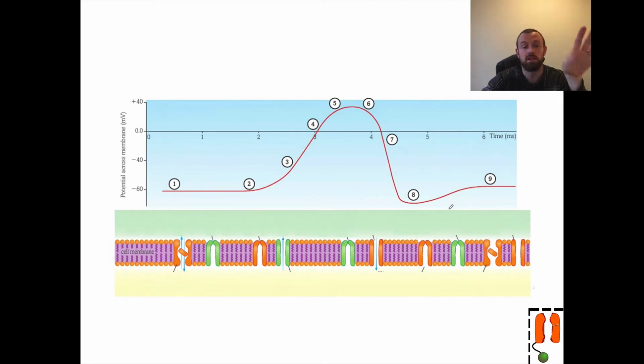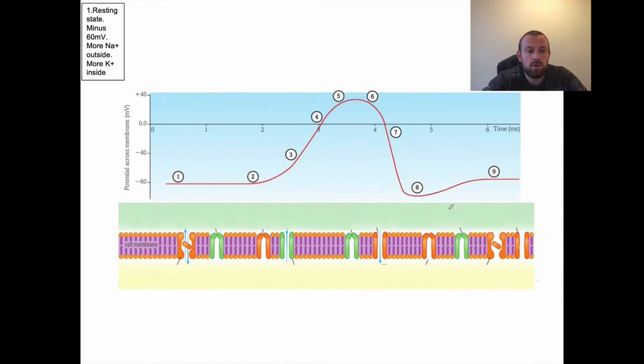So what's happening at stages 1 through 9 of this action potential. And I'm also going to get you to draw some ions on the membrane diagram below. So you might want to get out 2 different colored pens. So maybe you have sodium ions as one color and potassium ions as another color. Let's look at it now. So the first thing, resting state, minus 60 millivolts, more sodium outside and more K plus inside.